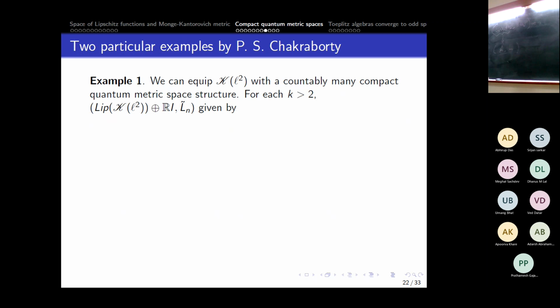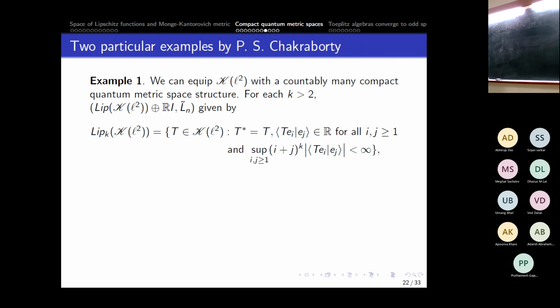And for our work, I would specifically like to mention two particular examples which were given by Bhattacharyya. So let us take the space of compact operators on any separable Hilbert space. Not just one structure, we are going to define countably many compact quantum structures for this. So let us take k to be any natural number which is greater than 2. For any k greater than 2, we are going to define a compact quantum structure. So what do I have to define? I have to give you the Lipschitz functions and the Lip norm.